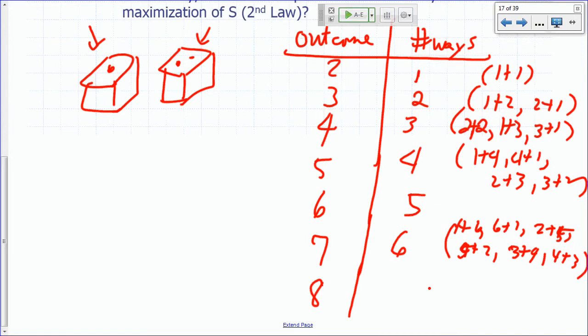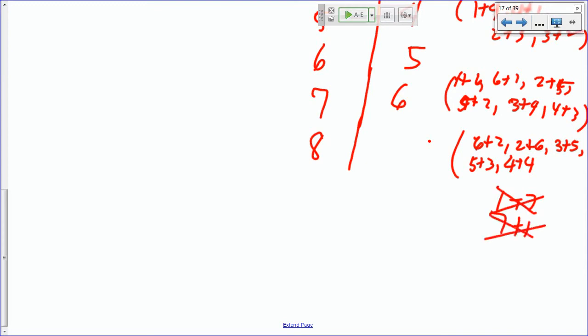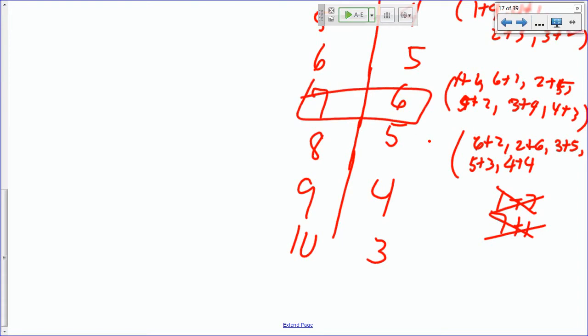How about an 8? 7 ways? What are those 7 ways? Tell me. How do you come up with an 8? 6 plus 2, 2 plus 6, 3 plus 5, 5 plus 3, 4 plus 4. There is no 1 plus 7, and there is no 7 plus 1. Right? So it's not 7 ways, it's only 5 ways. How about a 9? 4 ways. A 10 would be 3 ways. So why do you think it's called lucky 7? That's the most probable outcome, right?